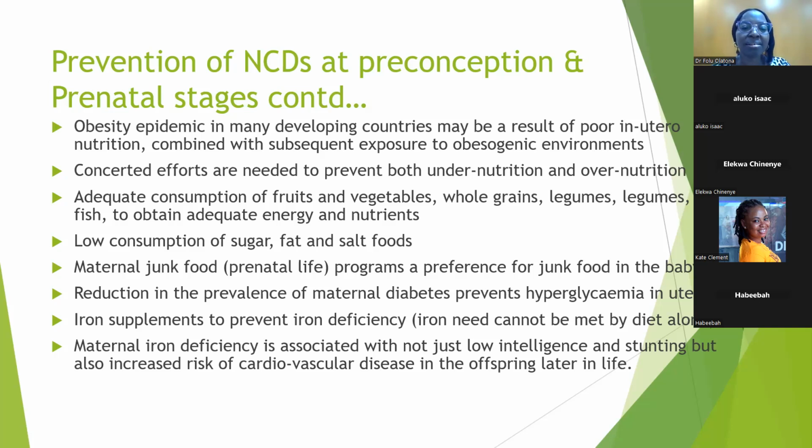Another thing that is important at this stage is iron. Adequate iron must be taken. And that's why we don't depend on diet alone, because diet alone cannot fulfill the iron needs in pregnancy. Iron supplements are given to meet the need. If there is deficiency, then the child will have low intelligence, the child can be stunted, and this will in turn increase the risk of cardiovascular diseases in later life.